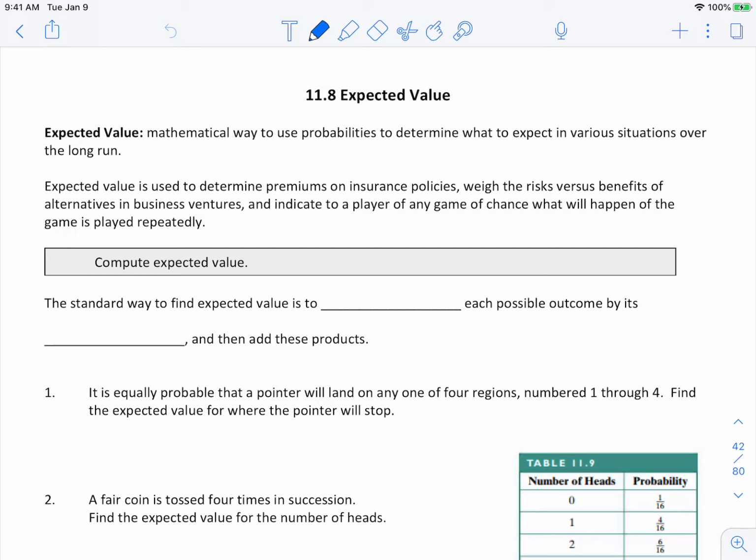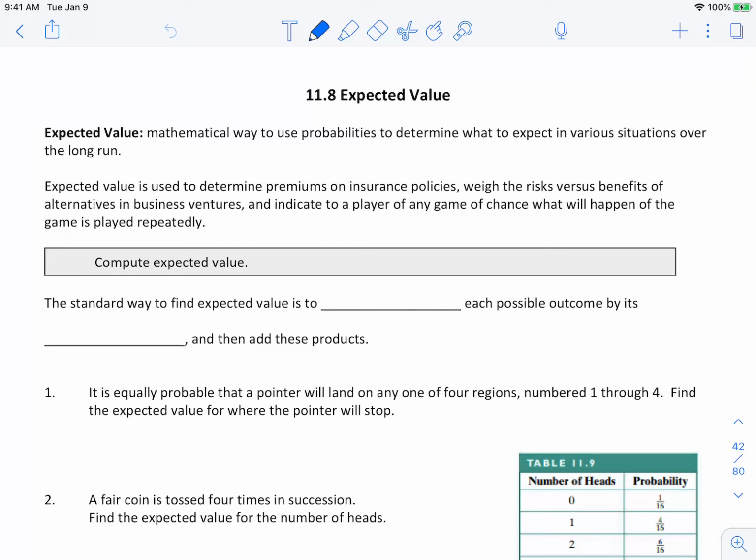Expected value is the mathematical way to use probabilities to determine what to expect in various situations over the long run. Expected value is used to determine premiums on insurance policies, weigh the risks versus benefits of alternatives in business ventures, and indicate to a player of any game of chance what will happen if the game is played repeatedly.